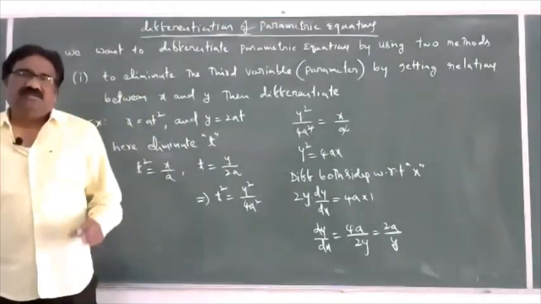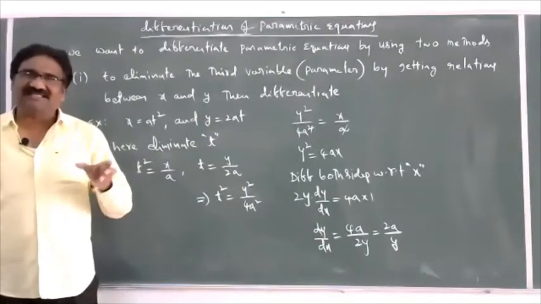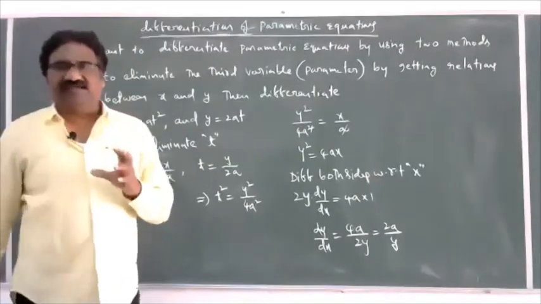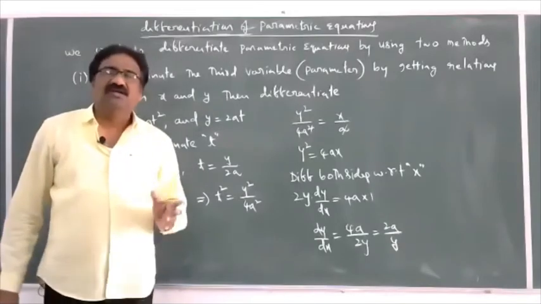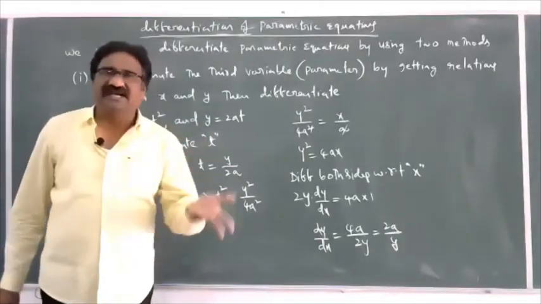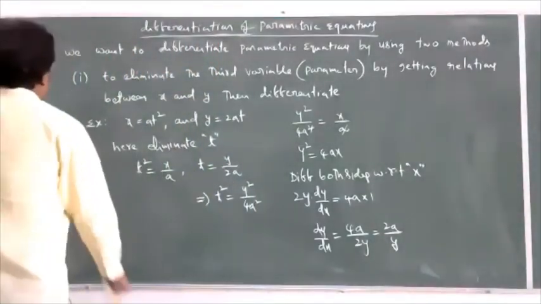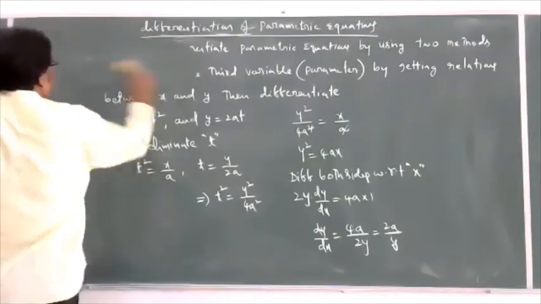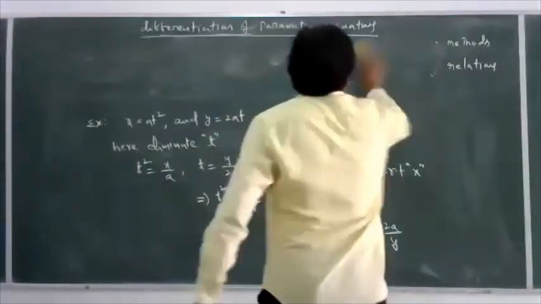Sometimes eliminating the parameter t, that is the third variable, is not possible. In that case, we go to the second process. Yes, this is the first method. Next, the second method.